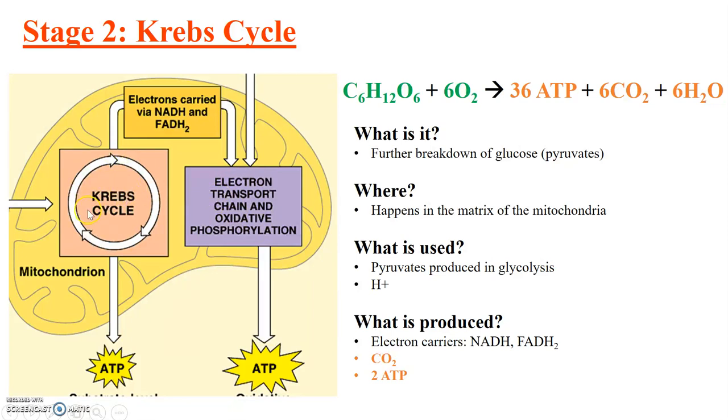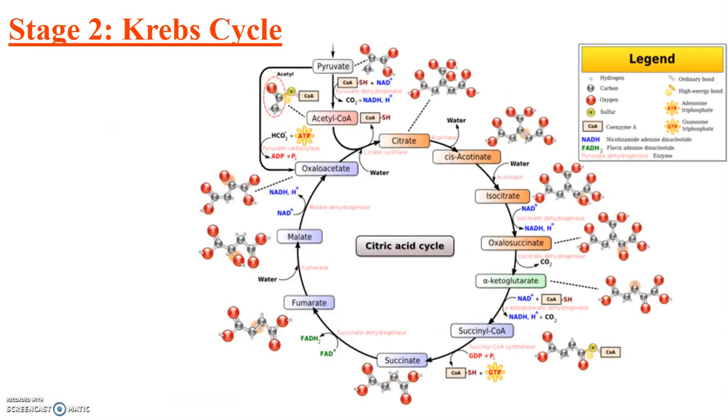Again, really the Krebs cycle is just breaking those pyruvates down even further, breaking the glucose down even further, and releasing more and more of that energy. So going back to our reaction here, we're still working with glucose, we're breaking it down more and more, we're producing 2 more ATP, so we've got a total of 4 now, and this is where the CO2 comes from in this chemical reaction.